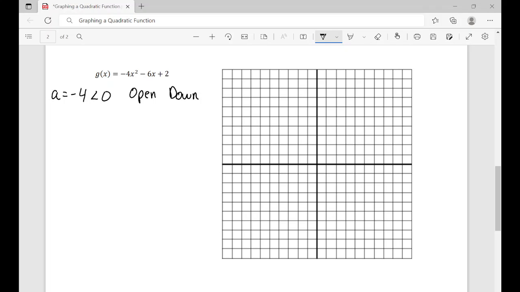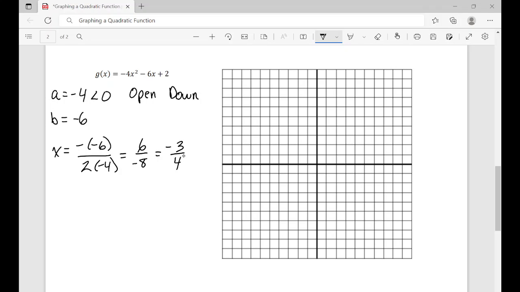Now we're going to find the vertex. So we still need to know what b is, which is negative 6. And we're going to plug that into our vertex formula to find the vertex. So x equals negative 6 over 2 times negative 4. And unfortunately, we're not going to get a nice number here. We're going to get 6 over negative 8, which is going to be negative 3/4.